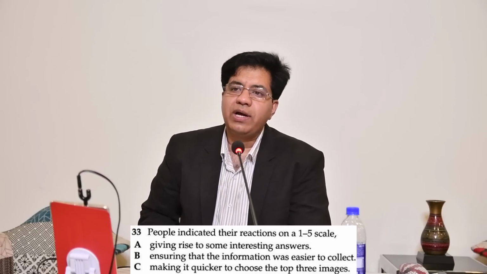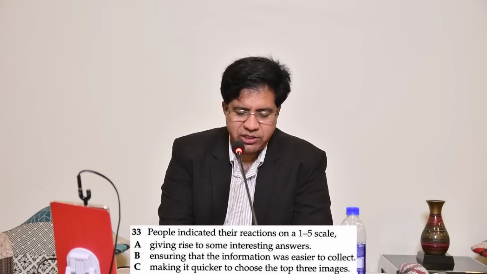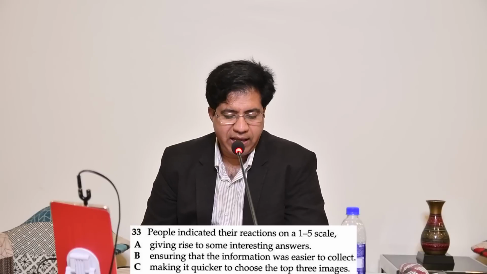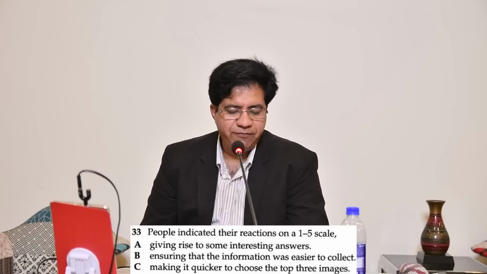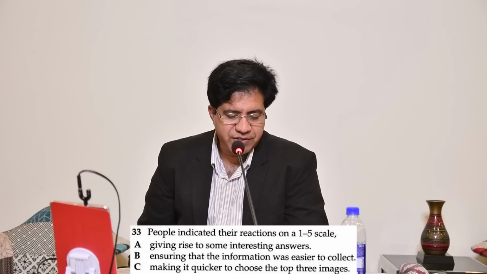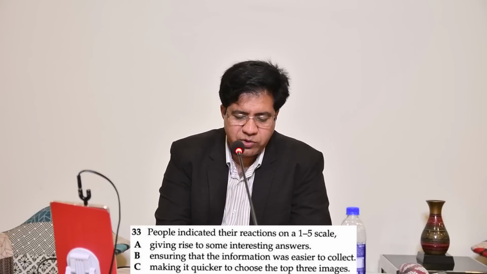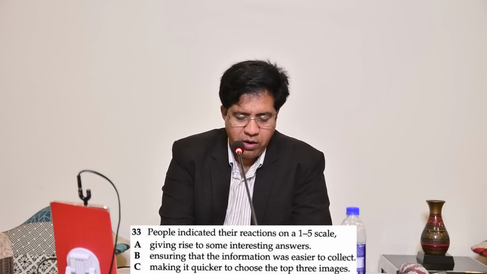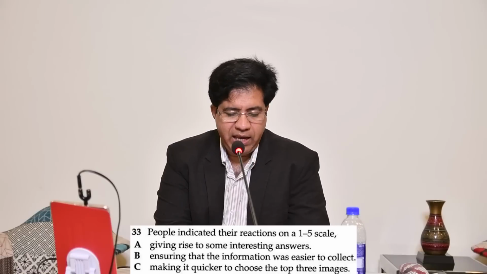Option B, ensuring information was easier to collect. Just underline that. Basically, why did they use a 1 to 5 scale? They're just telling us about that. And option C, making it quicker to choose the top 3 images. Okay. Now, people indicated their reactions on a scale of 1 to 5, and why was that?